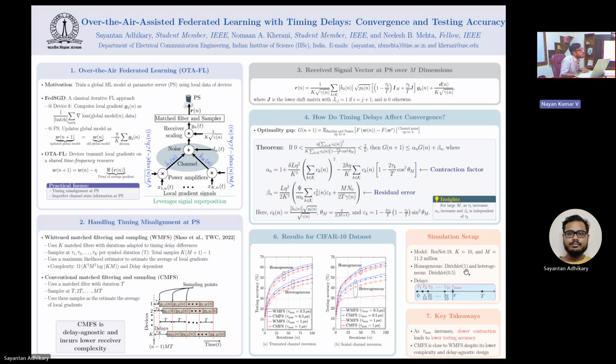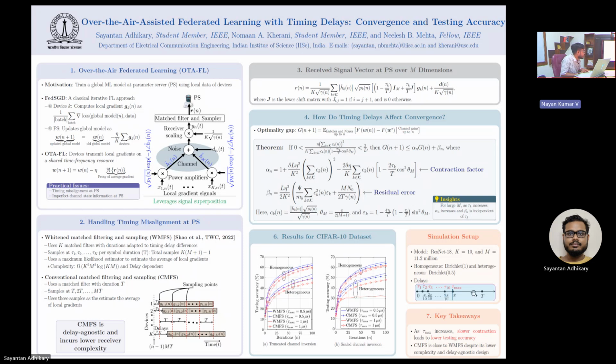It really determines how much of a class is present for a particular device. If this number decreases, then you will see that one class is dominating for one device and another class is dominating for another device. If it is going towards 1, then you will see that more or less all the devices have similar participation of data points from each of the classes. So we call this Dirichlet 1 as the homogeneous distributed data partitioning, and 0.5 is heterogeneous data partitioning for these two settings. And the delays are as follows.